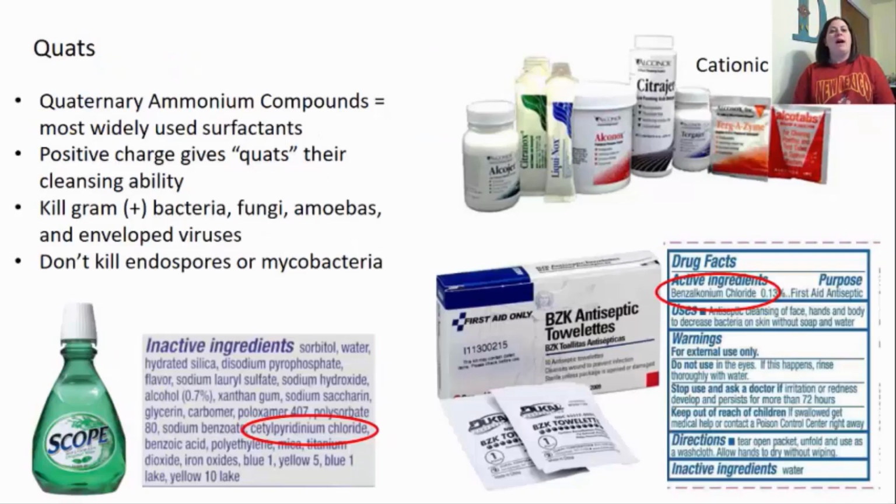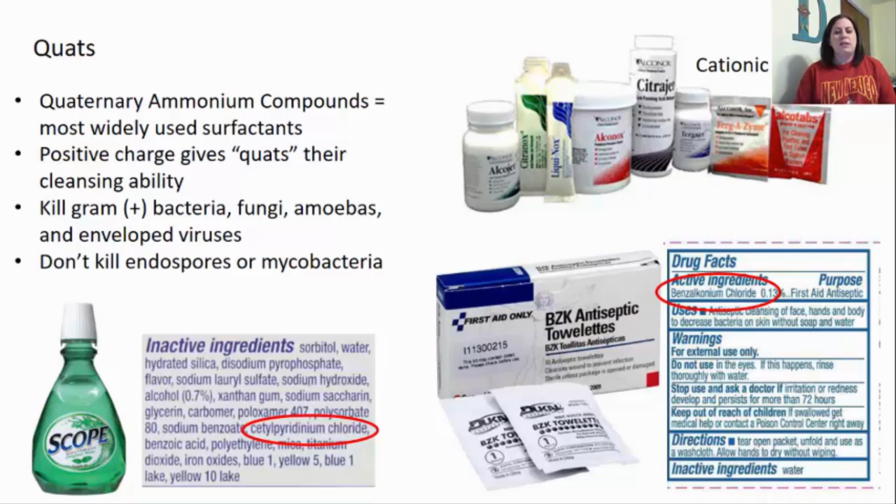The next group are the quats. These are the quaternary ammonium compounds. This is the most widely used type of surfactants. They have positively charged molecules, which gives the quats their cleansing ability. They actually are really good against killing gram-positive bacteria, fungi, amoebas, and enveloped viruses. However, they are not good against endospores or mycobacteria. They do not take care of those.